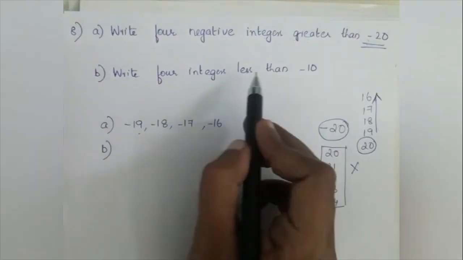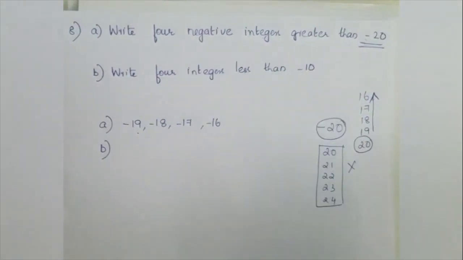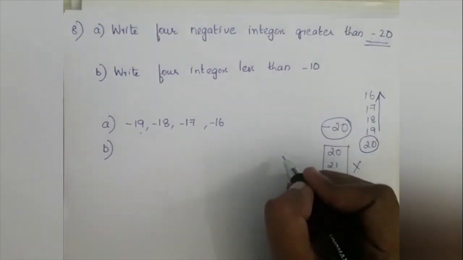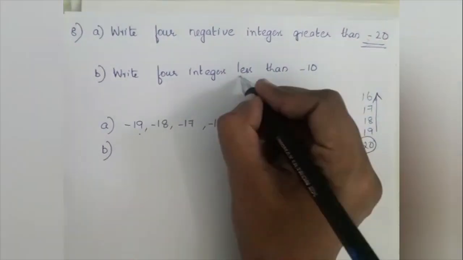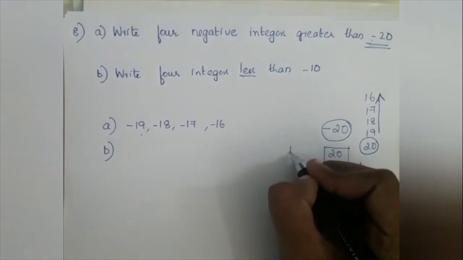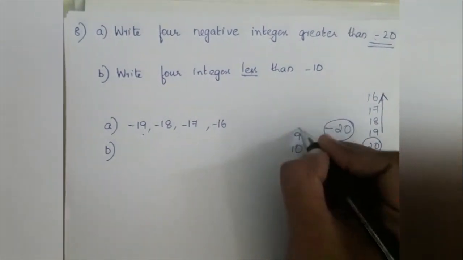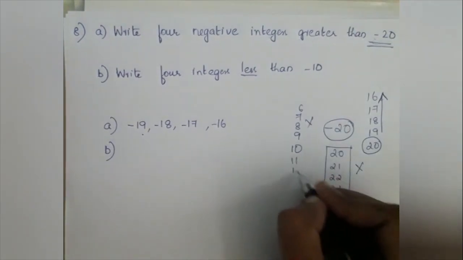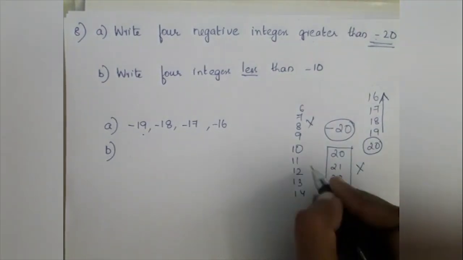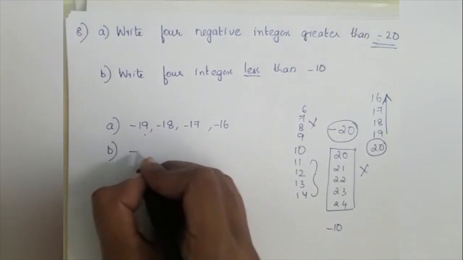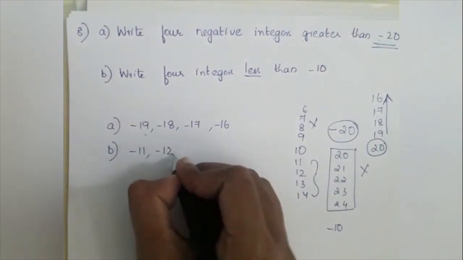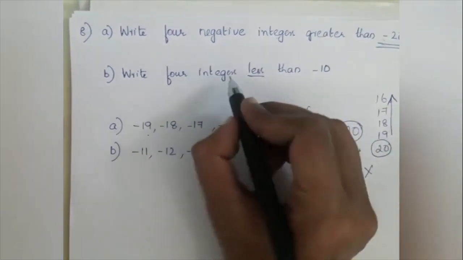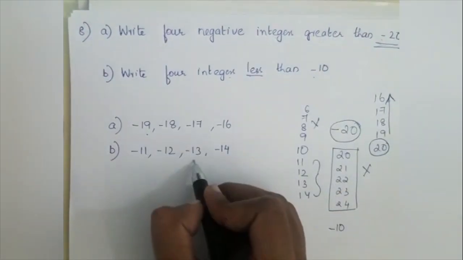Write 4 integers less than negative 10. So think it in the opposite way. 4 integers less than negative 10, that will not be 9, 8, 7, 6, but 11, 12, 13, 14 will be the negative integers. Negative 11, negative 12, negative 13, negative 14 will be the 4 integers less than negative 10.